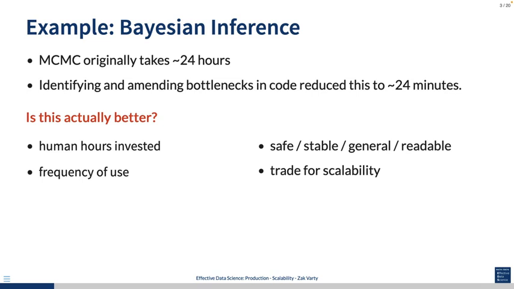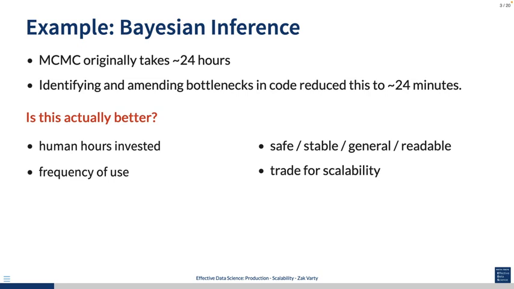What this means is that it can often take quite a long time to evaluate a large enough collection of samples, and we've got a solution to this, but it takes about a day to get enough samples from this distribution. If we then try and optimize that code, we might be able to identify and amend some bottlenecks that are slowing us down, and if we fix those, reduce our overall evaluation time to about 24 minutes instead of 24 hours. But what we need to ask ourselves is, is this 60 times speed up actually any better? And that's going to be very context dependent.